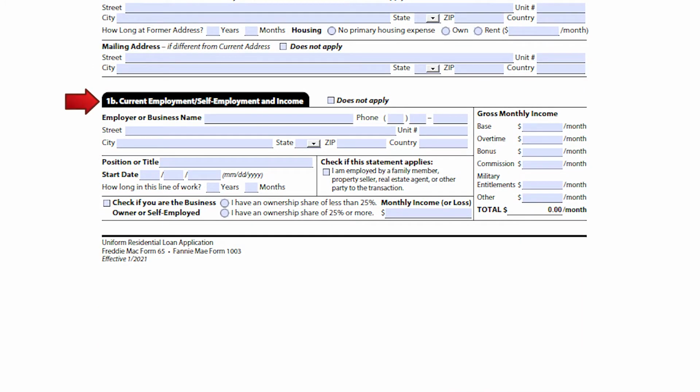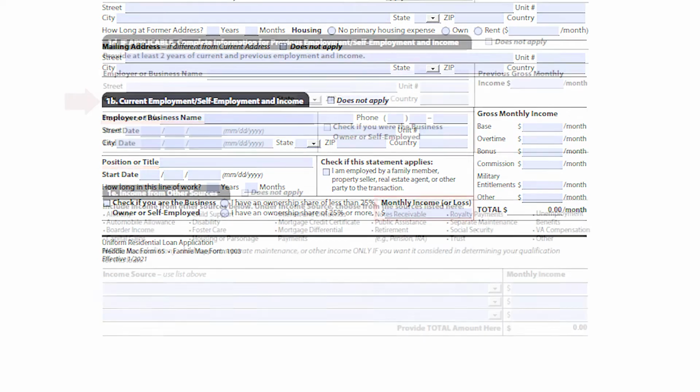Subsection 1B, Current Employment, Self-Employment, and Income. This section asks the borrower for their employer or business name, as well as their position and monthly income. Remember, once your application goes to underwriting, they will verify all the information, so make it as accurate as possible.